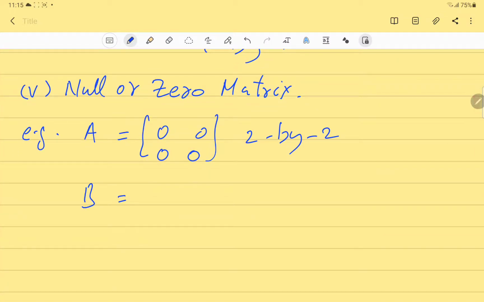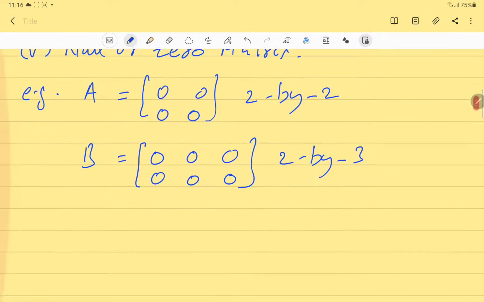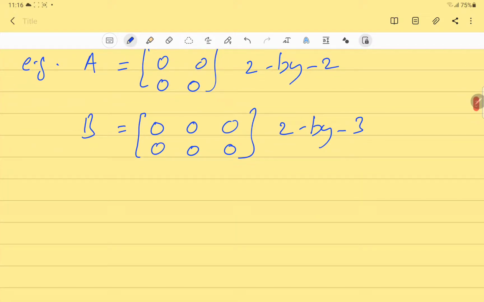Let's take another example. Again, all the entries of this matrix are 0. So it is a null or zero matrix of order 2 by 3. Take another example. This is also, C is also a null matrix or zero matrix, and it is of order 2 by 1.